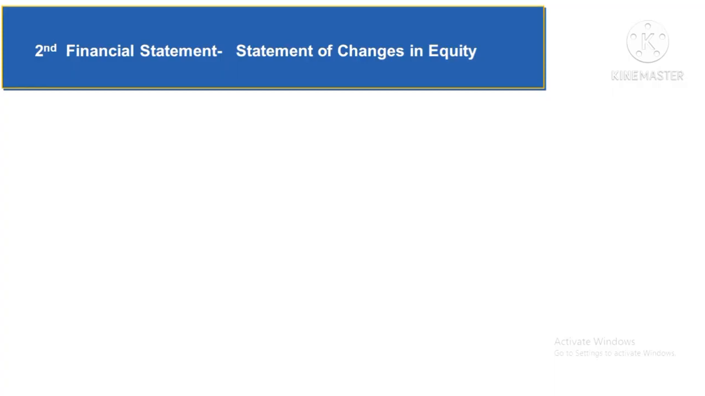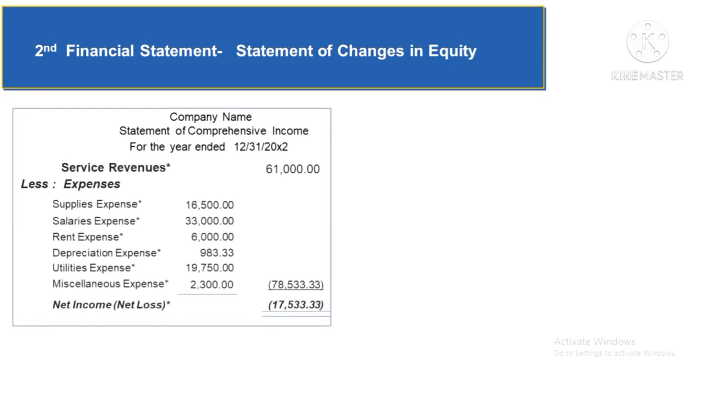Now, let's make the statement of changes in equity. But first, we need to have the income statement earlier because it will be used in making the statement of changes in equity. So here it is. So in making the statement of changes in equity, you need to start in the heading, which is the same with the income statement. It is composed of the company's name, the name of the financial statement or title of the financial statement, and the period covered.